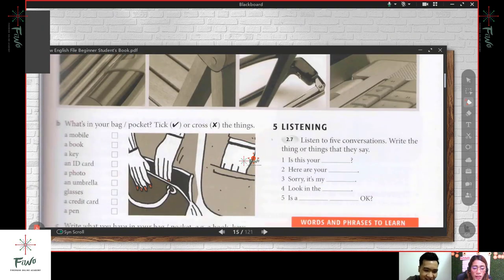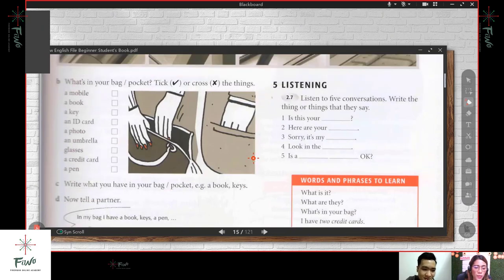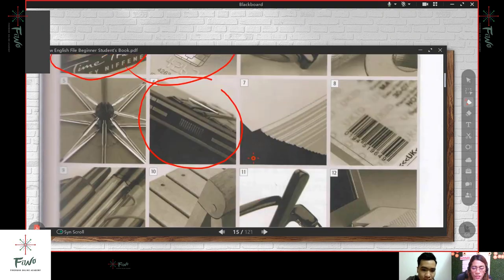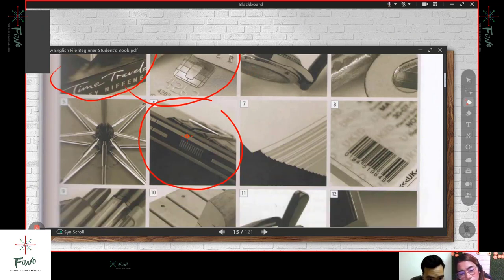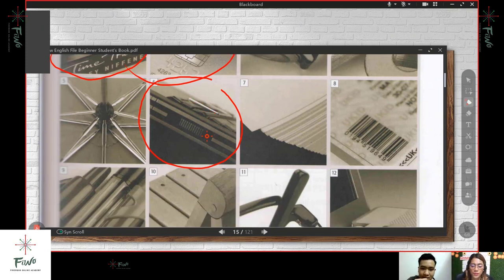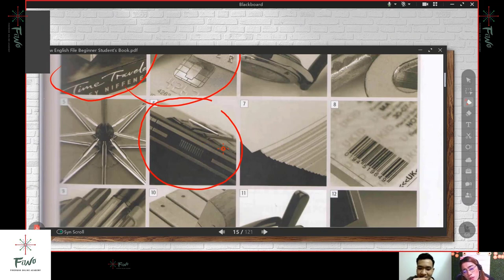Okay. So anyway, we have our choices here. Mobile, book, a key, ID card. What do you think it is? I think it's a mobile phone. Okay, how about number seven? They are paper. Yeah, so what paper are they? So they are papers.